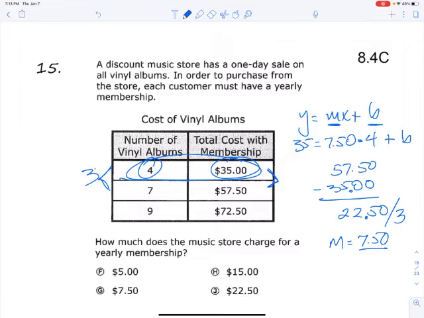Okay, so we do 7.50 times 4, and you end up with 35 is equal to 30 plus b. And we ask ourselves, what do I need to add to 30 in order to get 35 as an answer? Okay, and so that tells me that b is equal to 5. So my membership fee then is $5.